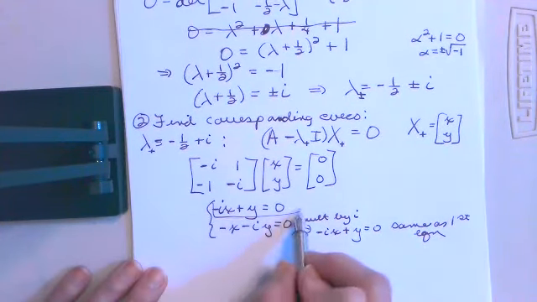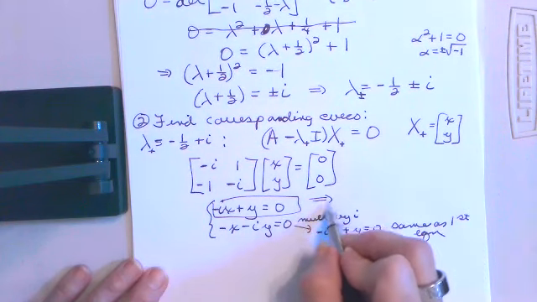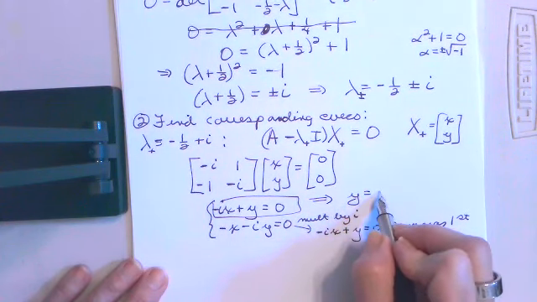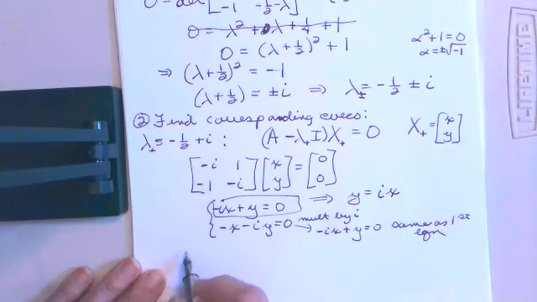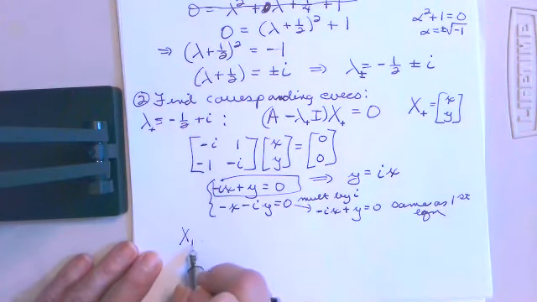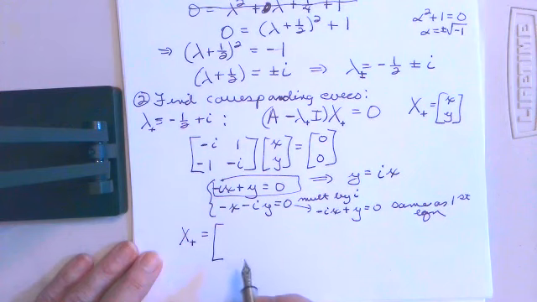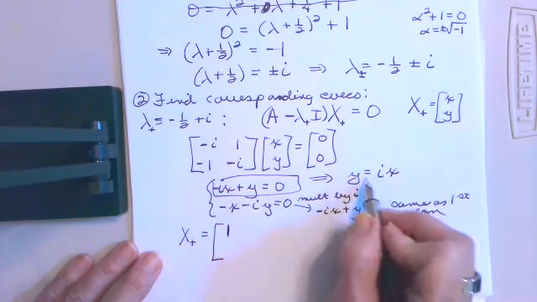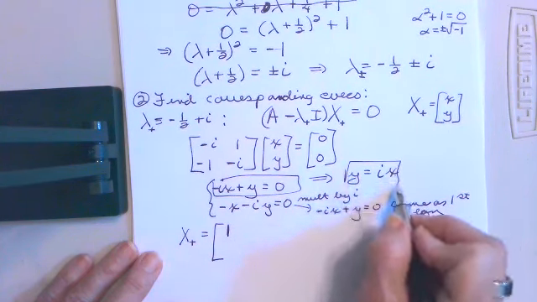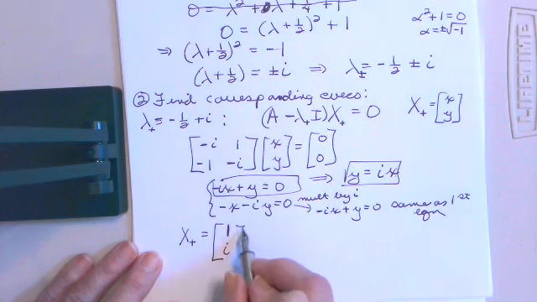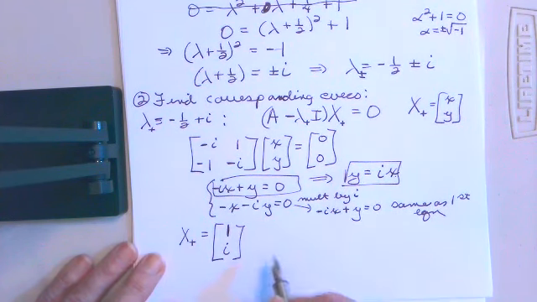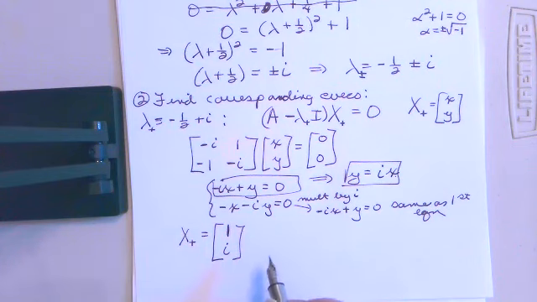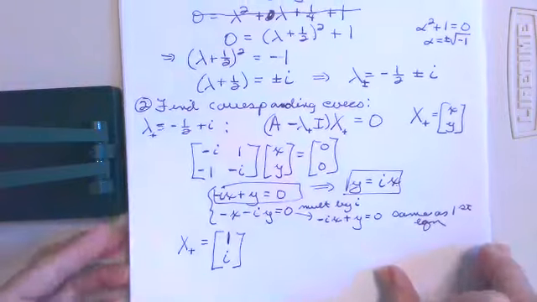So here's the equation we're going to work with. That says y is i times x. So an eigenvector that goes with lambda plus could be: pick x to be 1, and then according to this rule, y will be i times 1. And any constant multiple of this is also an eigenvector. That's fine. So now we found that one.